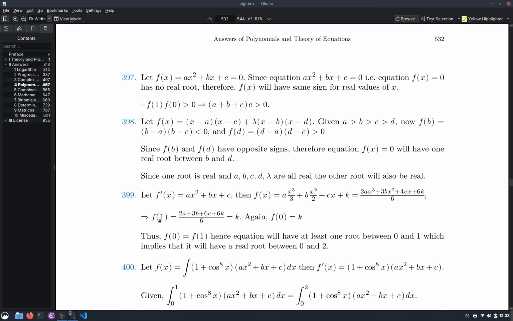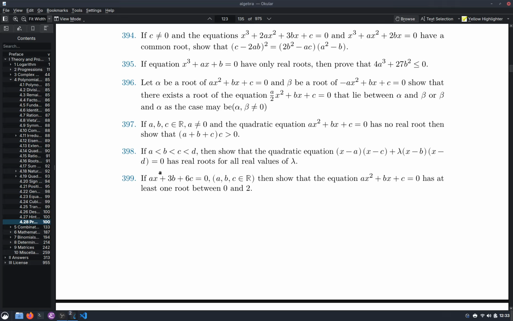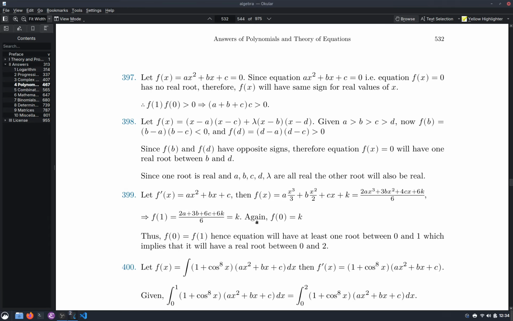We put in the value x is equal to 1. We get 2a plus 3b plus 6c plus 6k by 6 is equal to k, because 2a plus 3b plus 6c is 0 as we have assumed here. And also f of 0 will be k, because if you put x is equal to 0, it will become k. So f of 0 is equal to f of 1, hence the equation will have at least one root between 0 and 1, which implies that it will have a real root between 0 and 2.